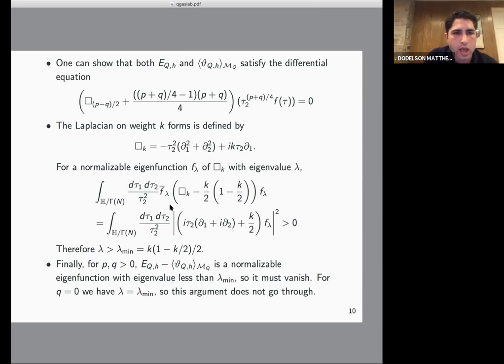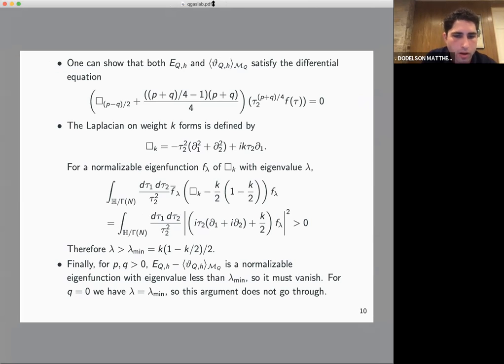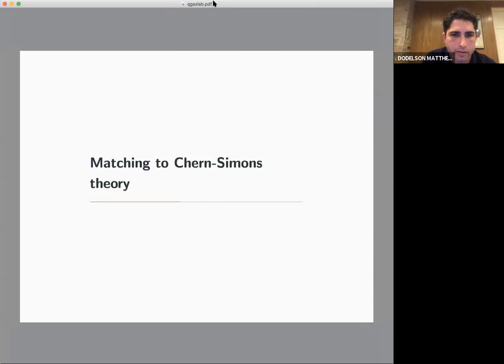Okay, so that proves the Siegel-Weil theorem, and now we want to consider the bulk description. Are there any questions about this analysis? Okay, so now let's discuss the matching to Chern-Simons theory.